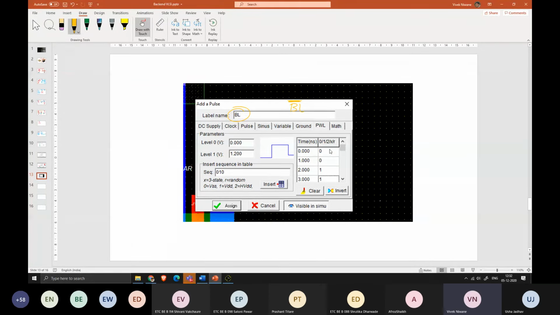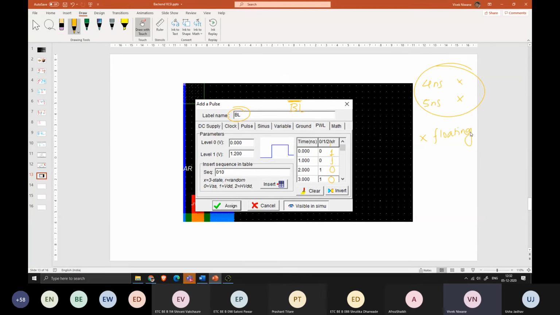What will happen in BL bar? At 0 nanosecond we will apply 1, at 1 nanosecond we will apply 1, at 2 nanosecond we will apply 0, at 3 nanosecond we will apply 0, at 4 nanosecond and 5 nanosecond we will keep BL bar also as floating. What does X mean? It means you have to keep those lines floating.